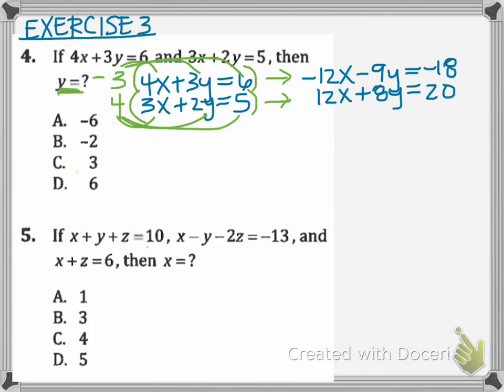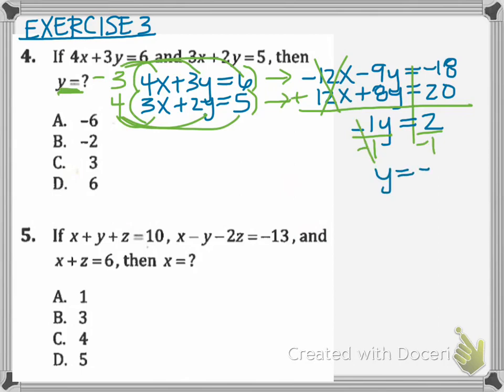Now if I look, my x's have opposite coefficients, so I'm ready to add these equations together. My x's eliminate. So we're going to go ahead and add everything else together. Negative 9y plus 8y is negative 1y, equals negative 18 plus 20, which is positive 2. Now to get the y by itself, I'm going to divide both sides by that negative 1 in front of the y. And y equals 2 divided by negative 1, which is negative 2. So that means, what is y? Y is negative 2, which is b.